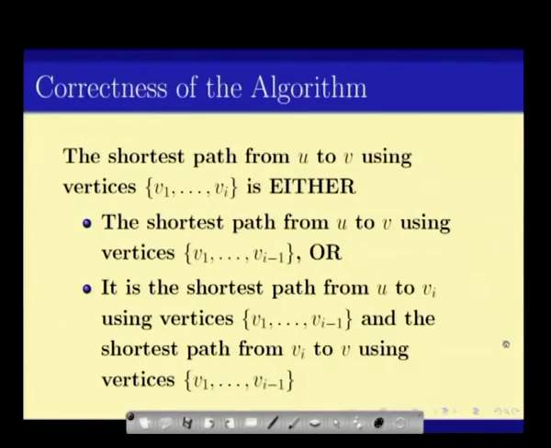The correctness of this algorithm: the shortest path from u to v using v 1 to v I can be either of two of them. It can either be the shortest path from u to v using v 1 to v I minus 1, or you take the shortest path from u to v I using v 1 to v I minus 1, and from v I to v using v 1 to v I minus 1. That is obvious, correct? Either you do not use the v I, or if you are using the v I, you will come to v I, and then from v I you will come to the next one, and that is how we get this.